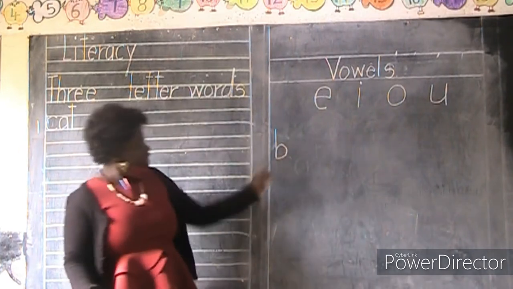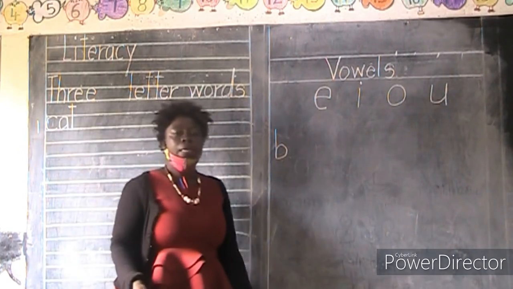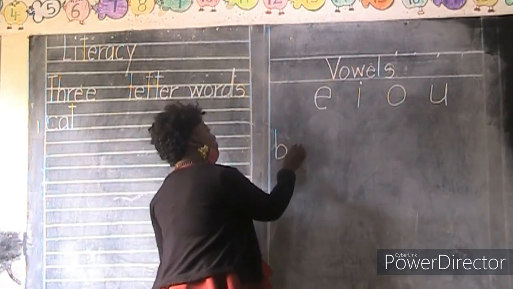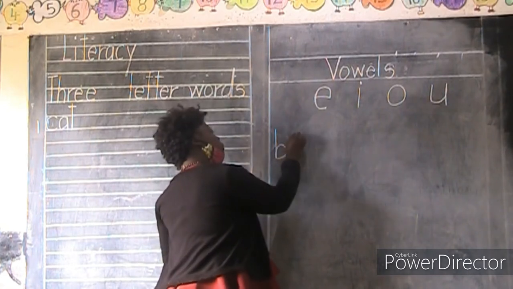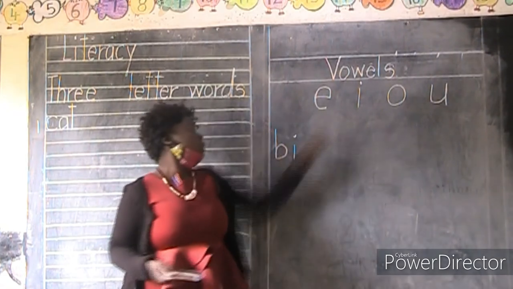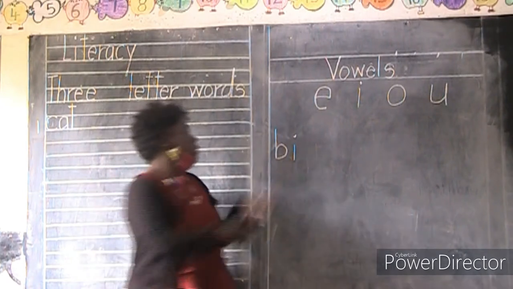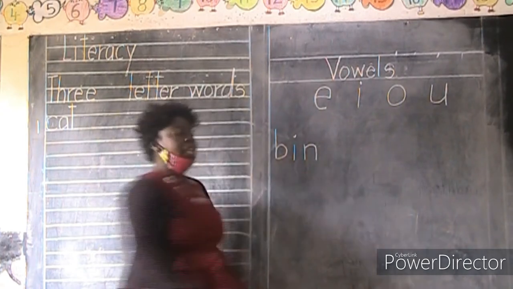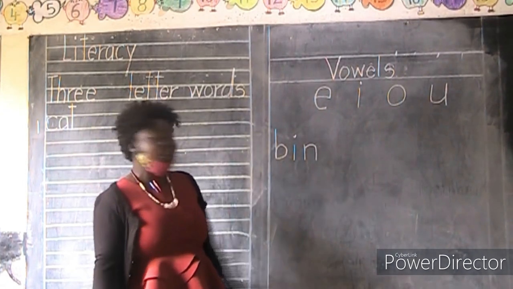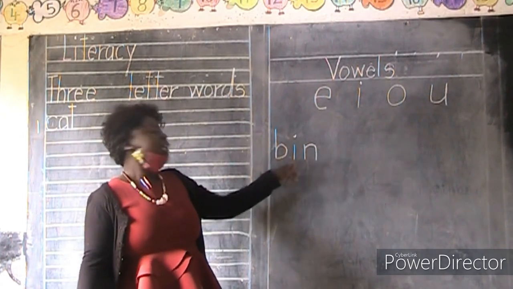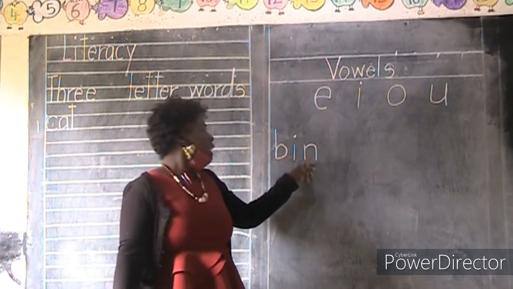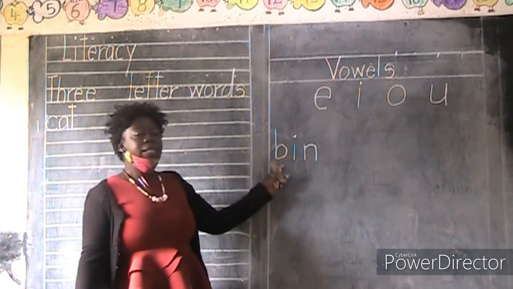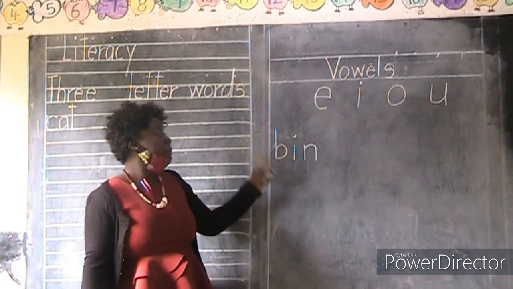What sound is this on the board? Sound D. Together. Vowel E. E. I. Sound N. Look at my mouth. Who can read the word on the board? Bin. Together. Bin. Again. Bin.